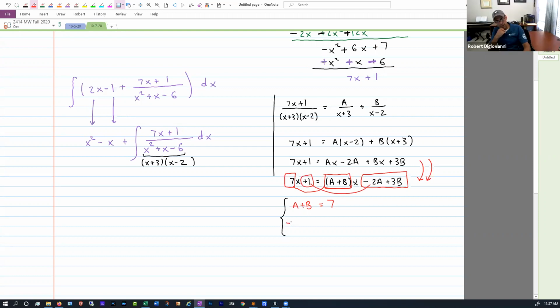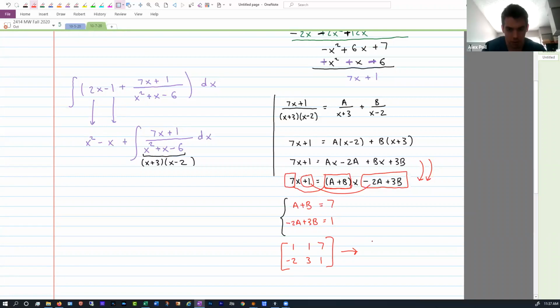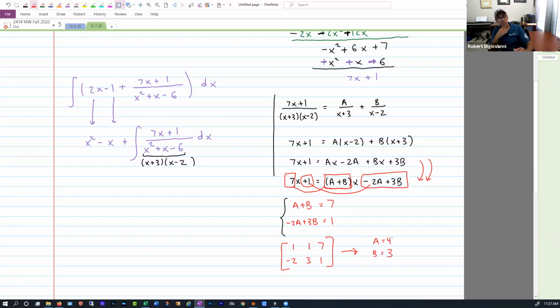So we have negative 2a plus 3b has to be equal to 1. So if you're going to use your calculator, this would be 1 1 7, negative 2 3 1. You do your RREF. Does anyone have it yet? Yeah, A is 4 and B is 3. Okay, I'm not going to go through that work, but that's what you get.